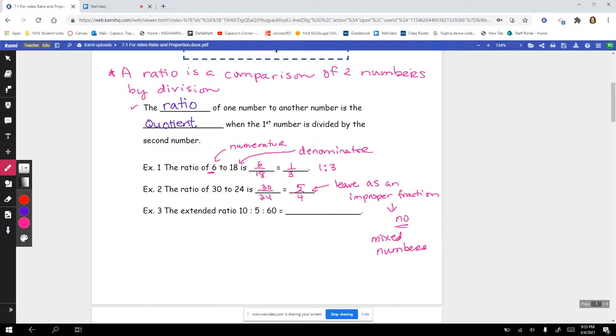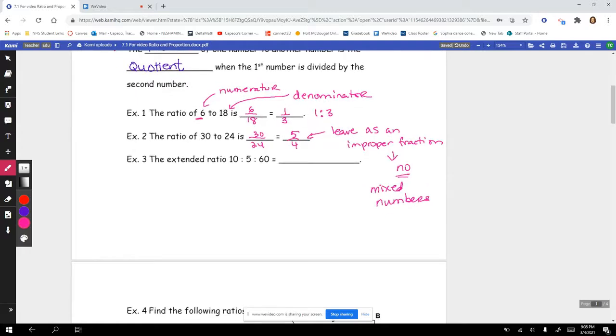Now, the reason we don't want a mixed number is because, remember, a ratio is a comparison of two things, the numerator compared to the denominator. If I change that to 1 1/4, that doesn't help me, right? What am I comparing? I can't just say 1 to 4 because I have that whole number 1 in front. So that's why we always leave it as an improper fraction.